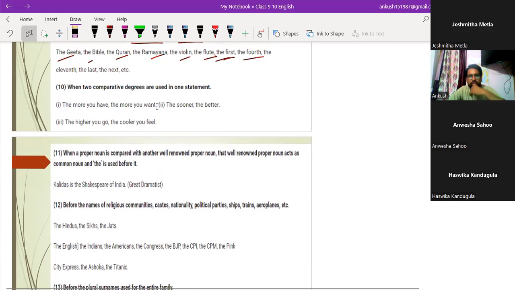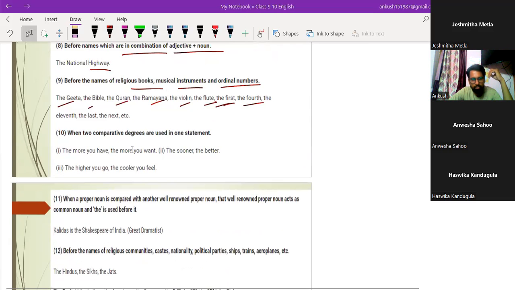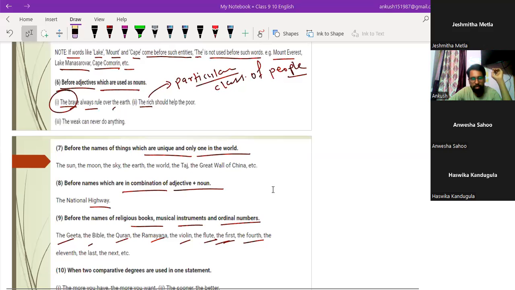So "the" can only be used before a noun which is only one in the whole world. Not a proper noun, but they are unique. Not proper, sir, but only one in the whole world. Yes, they are unique.